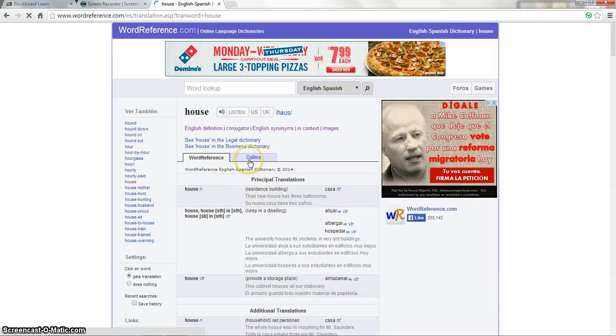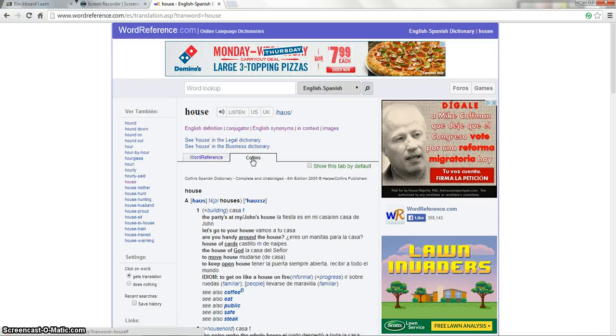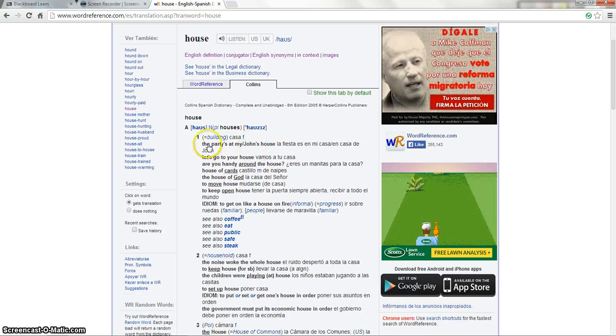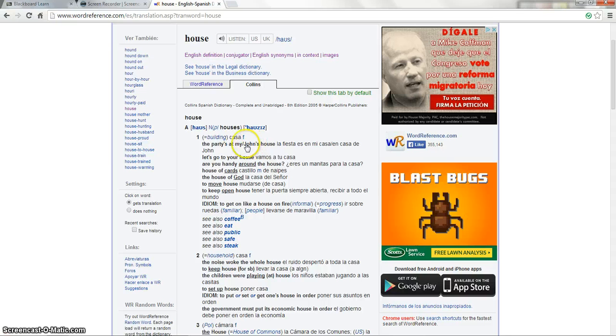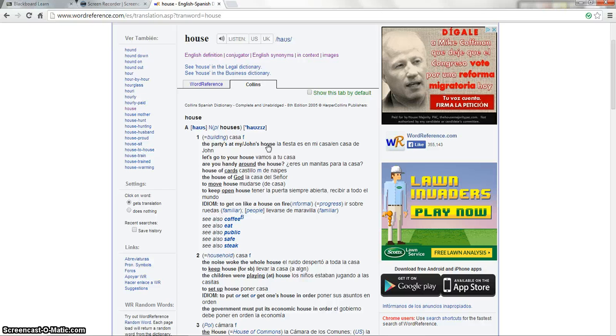So you can also go to a very important tab, which is right here, columns. Clicking on columns, you can see that house is right here, and you see this first sentence: the party's at John's house. So this sentence uses the word house. If you don't know how to use a word in a sentence, it tells you right here, and then it translates it in Spanish. La fiesta es en mi casa, en casa de John.